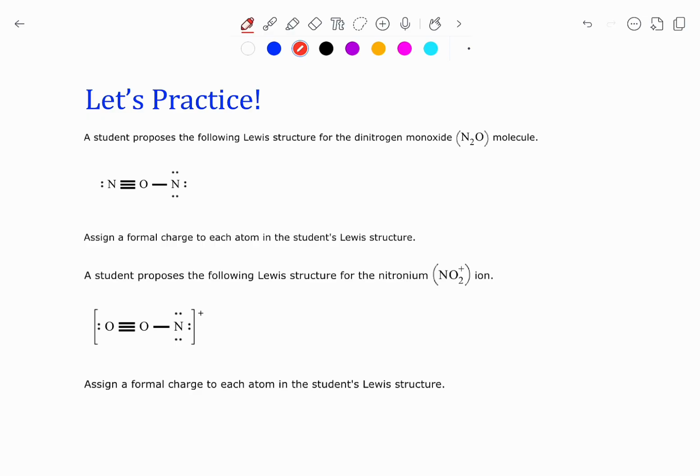Okay, so pause your video, take a second, start calculating the individual formal charges for each of these atoms. Remember, I want to see all of your work, all of those numbers done out. You can't just write the final number that we get when we practice it together. Okay, show me all of that work.